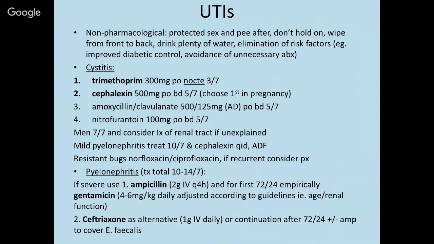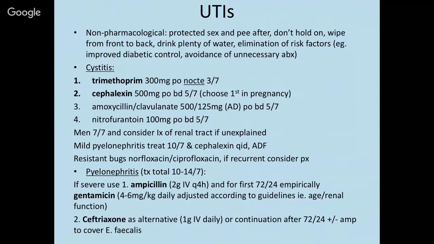And if you've got persistently resistant bugs in a UTI, norfloxacin or quinolones are often used. And you may consider prophylaxis if you're getting frequent UTIs. So for example, if you have more than 3 UTIs in a year or more than 2 in 6 months, it might be appropriate to start someone on some prophylaxis. That's usually low dose trimethoprim or cefalexin at night.